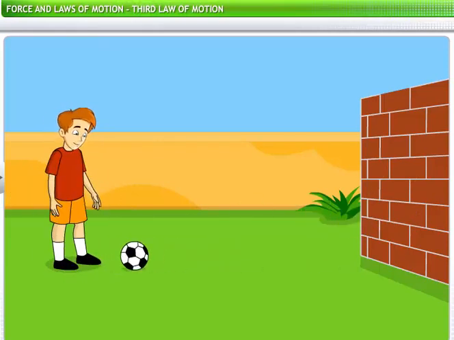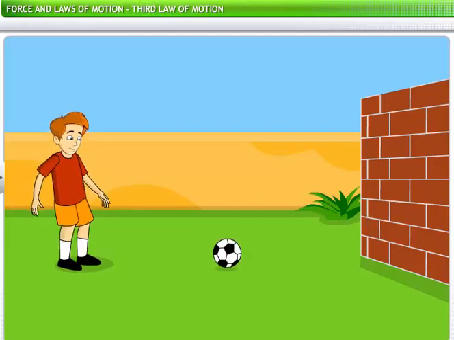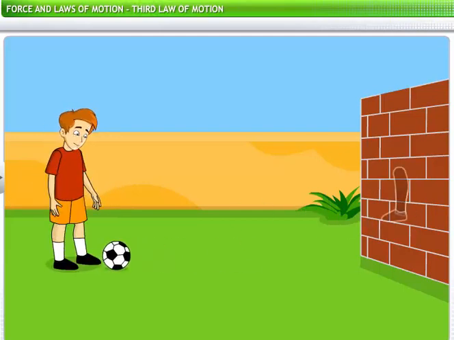Why does the ball come back to you every time you kick it towards the wall? Looks like the wall is kicking it back to you, doesn't it? The speed of the return of the ball also differs based on the force of the kick aimed at the ball.